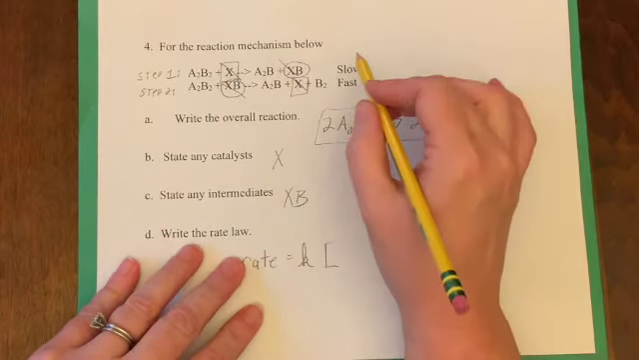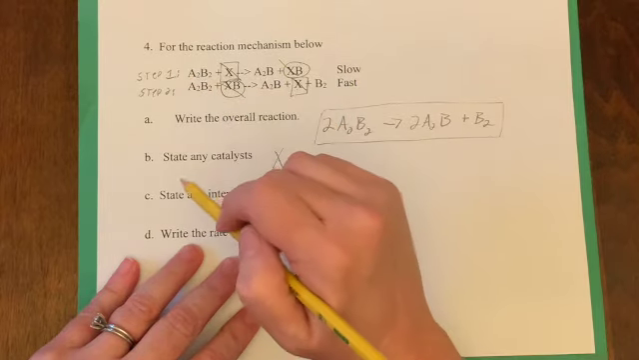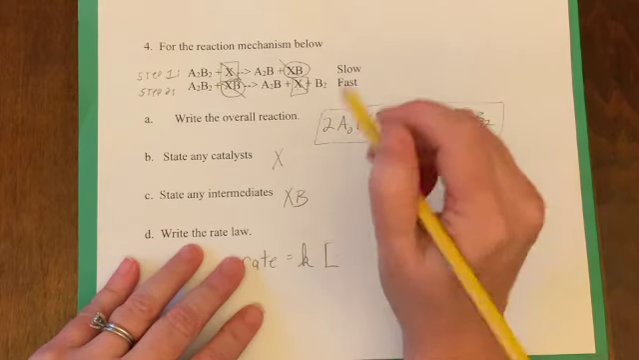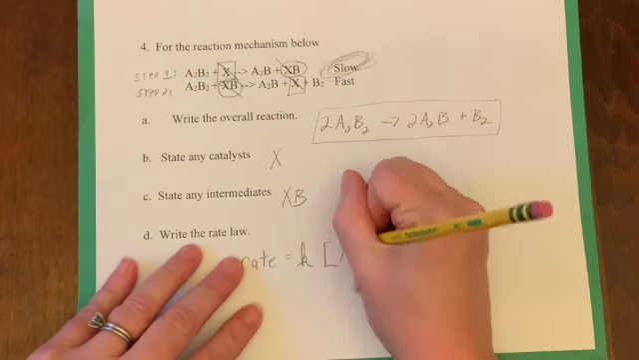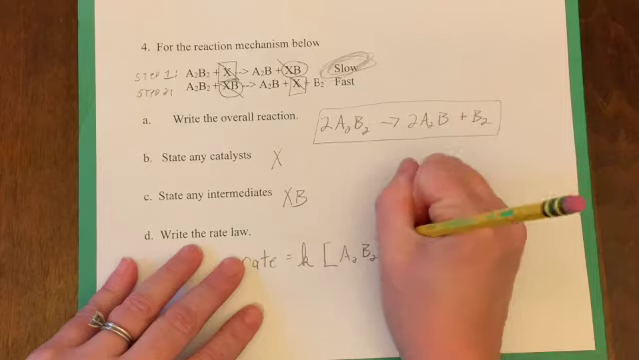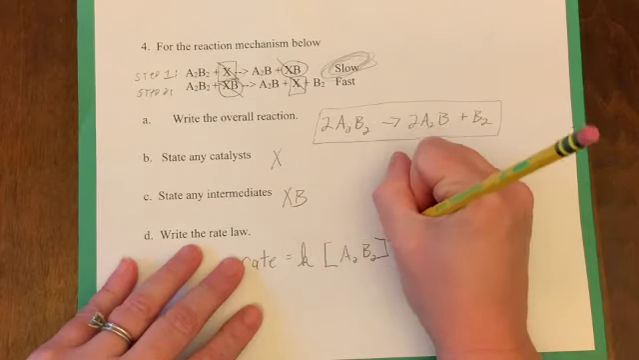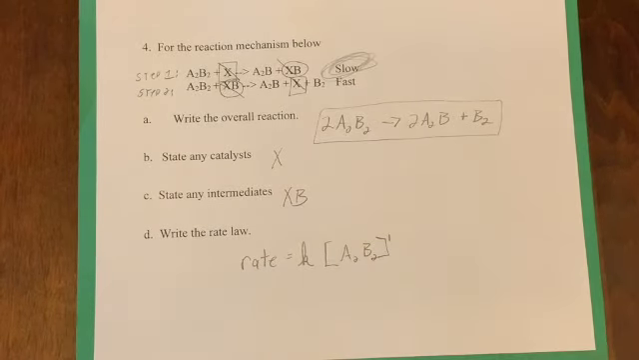If I tell you the slow step, the coefficients for your reactants can become your exponents, but only if I tell you the slow step. So this is concentration of A2B2, and that's a coefficient of 1 in that step, so you don't have to write the 1 in, but I did there.